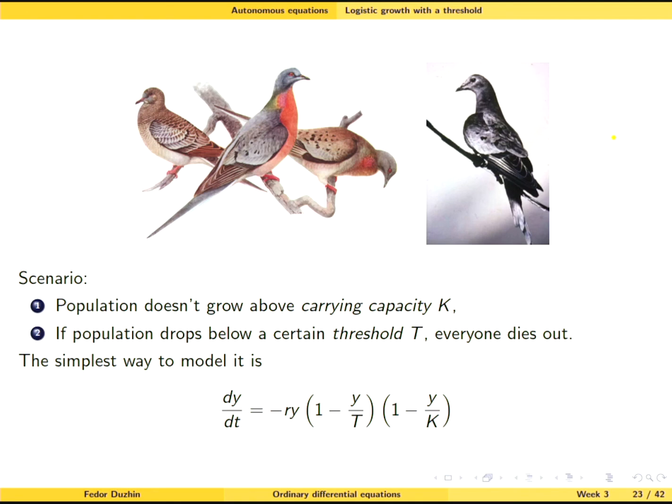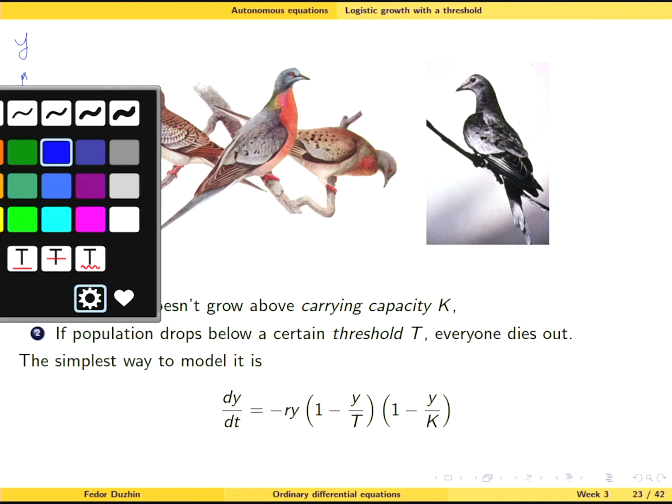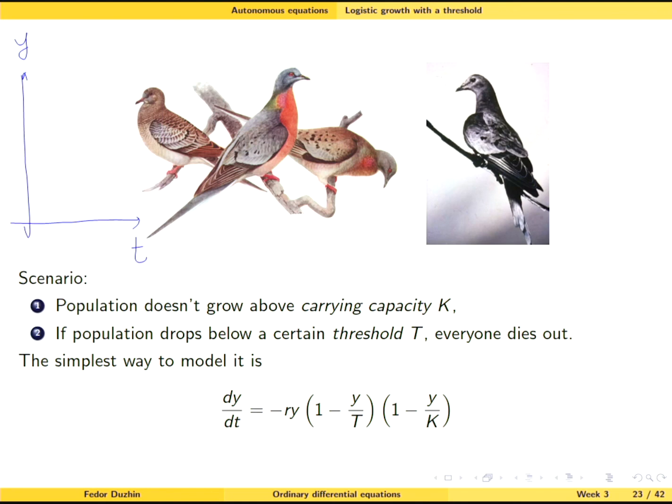Okay. So now how can we model this? So what we need is basically the idea here. Let me try to explain. If this is the plane t, y, then what we should have is not two, like in the logistic equation, but three equilibrium solutions.